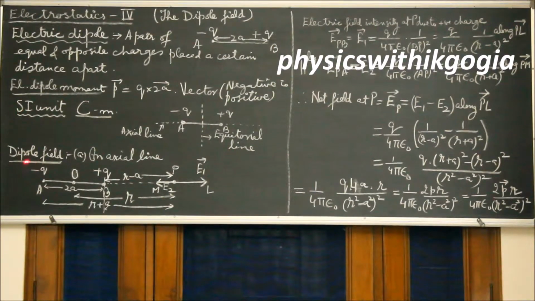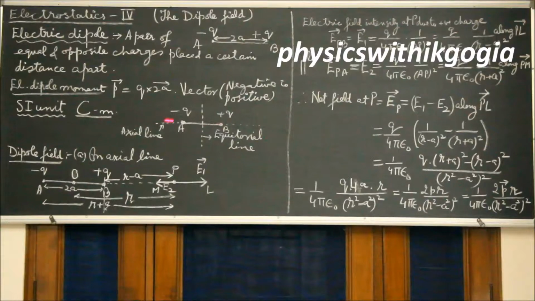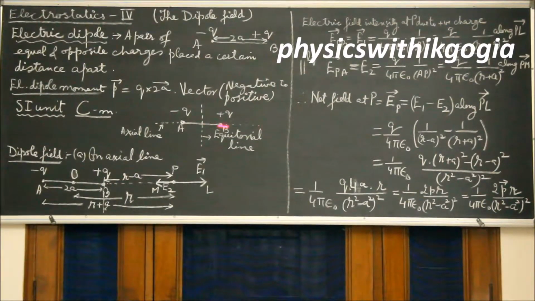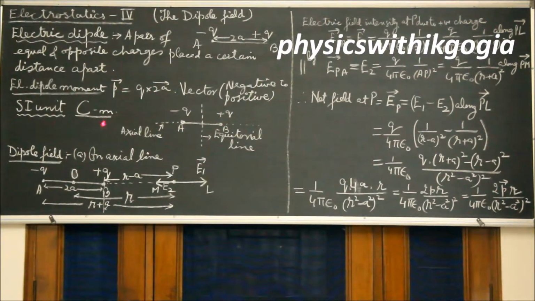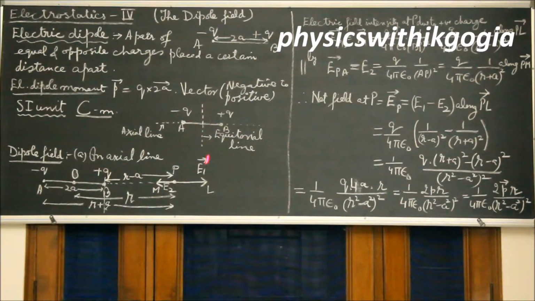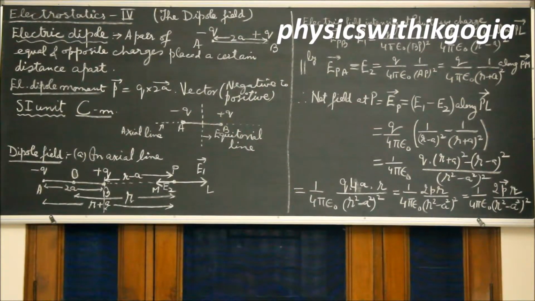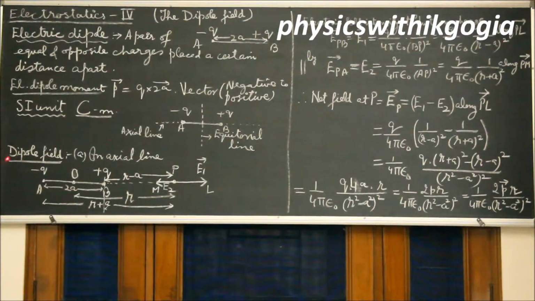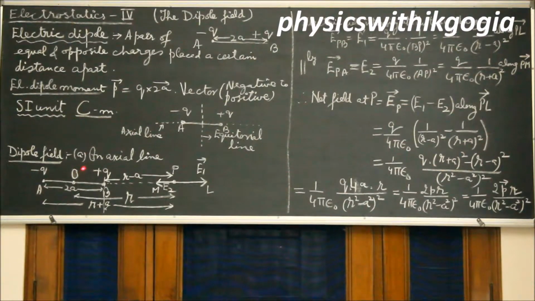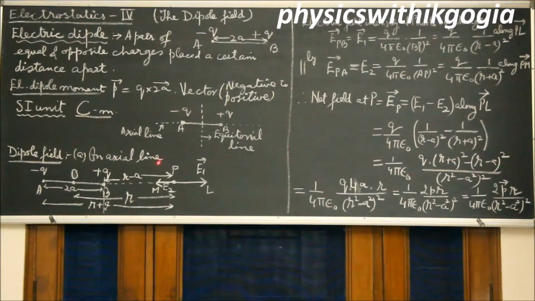Now, the line joining the charges of the dipole, that is this line AB, is called the axial line of the dipole, and the perpendicular bisector of AB is known as the equatorial line. Now coming to the dipole field, let's first find the field on the axial line of the dipole.